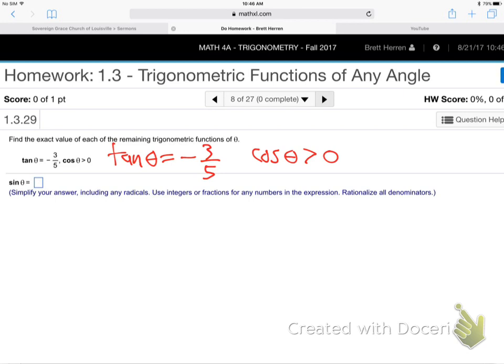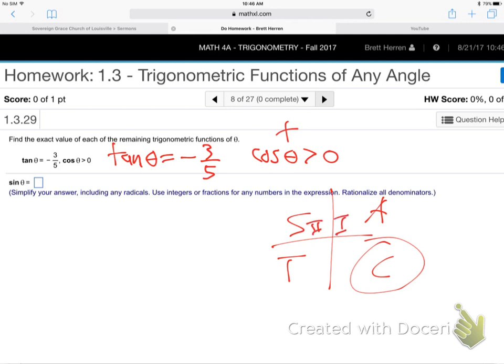When they say cosine theta is greater than 0, what does that mean? Greater than 0. Is that positive or negative? Positive. So all students take calculus. Where are we? Here we are, where cosine is positive. Right? That makes sense. Quadrant 4. Right? Quadrant 1, 2, 3. So we're in quadrant 4. So when you draw your picture, put your triangle down here. Here's your right angle. There's your theta. We're in quadrant 4, aren't we? Because cosine is positive.